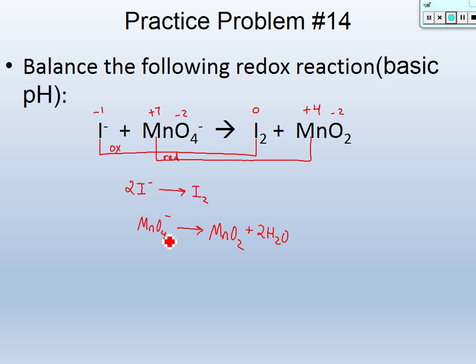Okay, step 4. Balance the hydrogens by adding H+. Again, we have no hydrogens here, so we're done. Come down here. I've got 4 hydrogens right here. How many H pluses and on which side? Good. 4 H pluses on the left side.